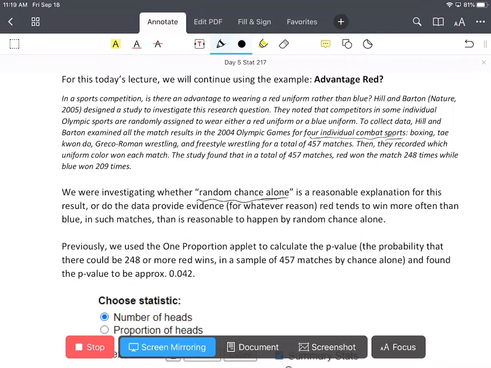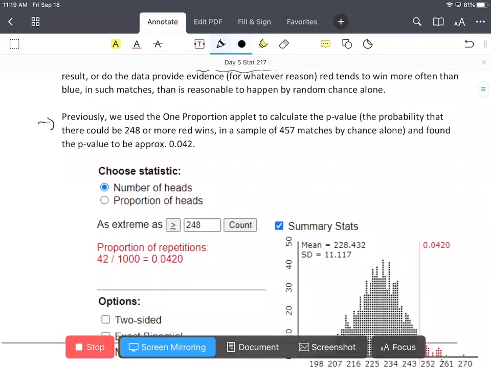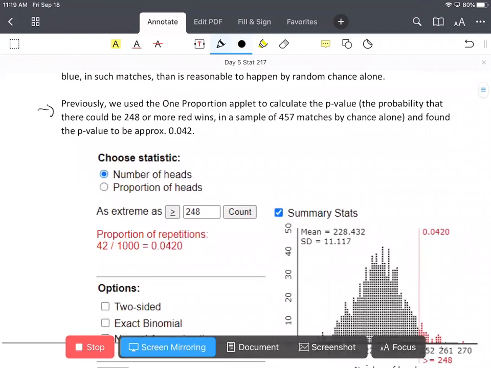So it's always important to look at what the research question is and what the study looked at before you draw any conclusions. Previously, we used the one proportion applet to calculate the p-value, the probability that there could be 248 or more wins in a sample of 457 matches by chance alone, and found the p-value to be, I put 4.2% based on this, but actually, if you look back on page 17, you're going to notice that it's actually 4.1%. If you go back to page 17 in the notes, you're going to see the null distribution that we generated.